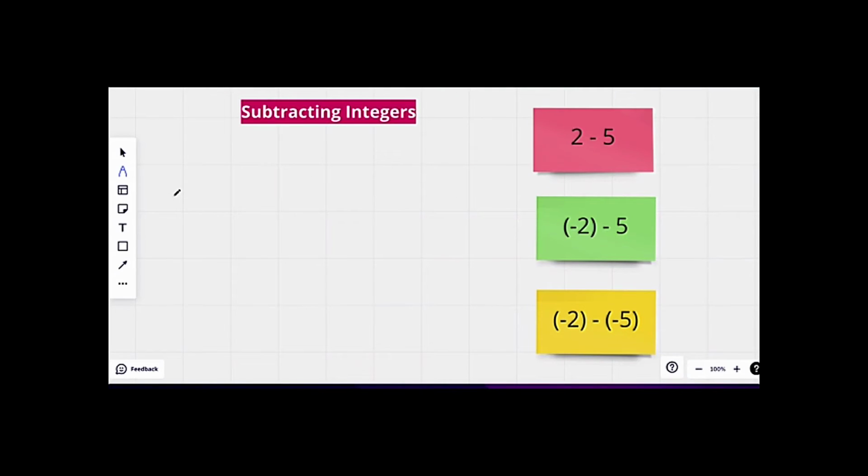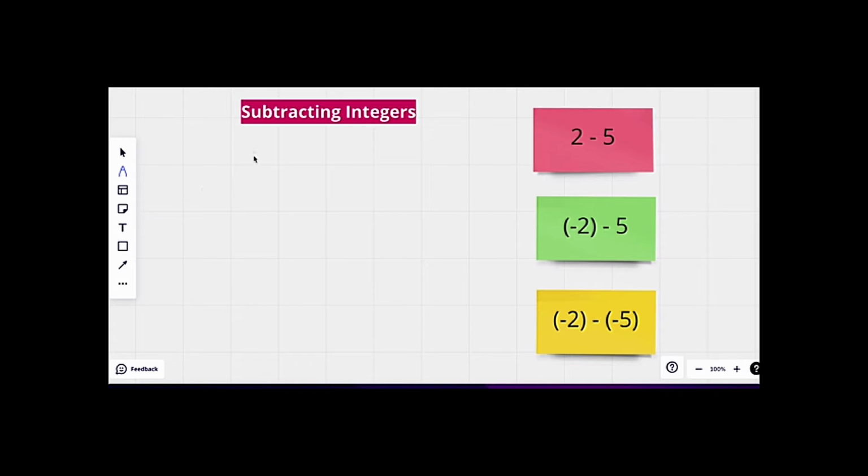Okay, subtracting integers. To subtract integers, we need to look at our numbers. We're then going to change the operation from subtraction to addition, change the sign of the second number, and then apply our adding integers rule. And just a reminder, I do have a video on adding integers that you may want to watch before you get to this one. But anyways, let's get started.